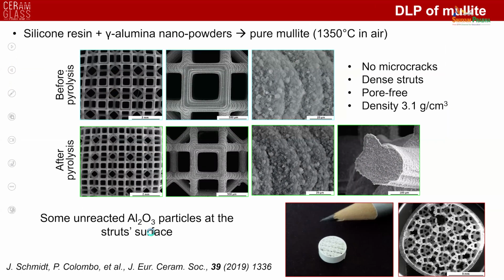I mentioned that you can generate parts by using preceramic polymers filled with other particles, other fillers. And in here, we demonstrated that you can generate mullite parts by printing silicone resin with gamma alumina nano powders. And that's supposed to be a filter part.